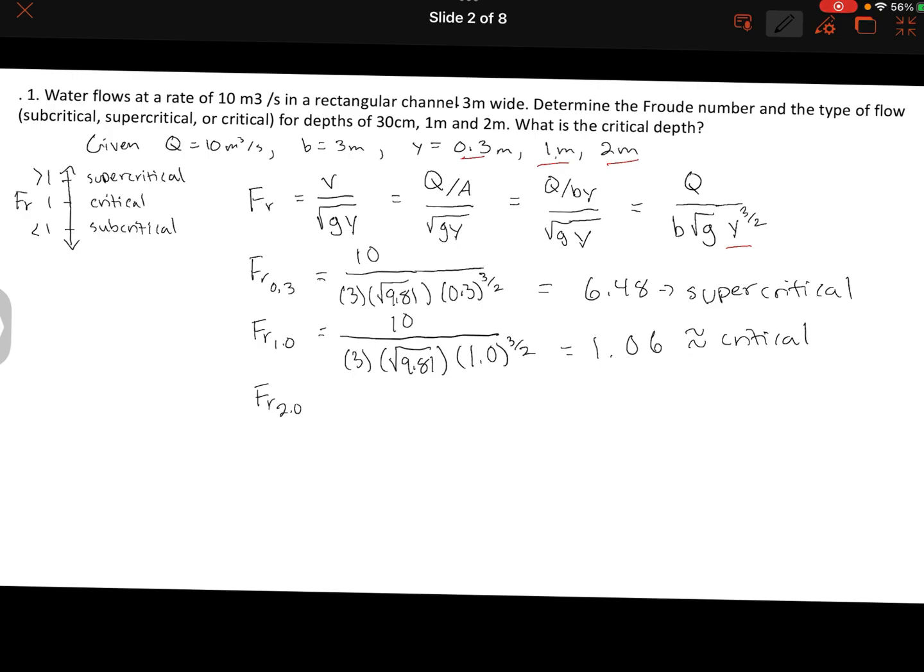And now if we try this again for a flow depth of 2 meters, so Q is the same, B is the same, g is the same, and now we're looking at a depth of 2 meters, we end up with a Froude's number of 0.36, which is going to be associated with our subcritical flow.